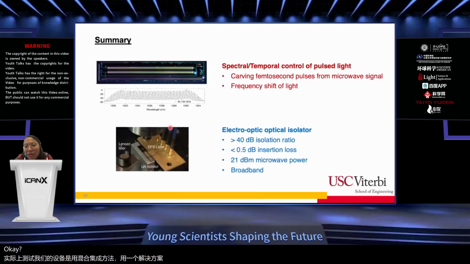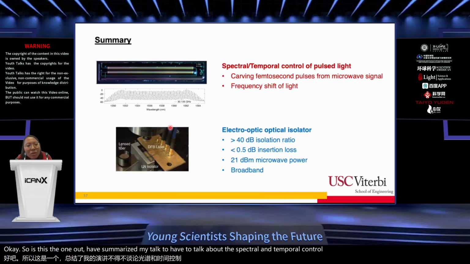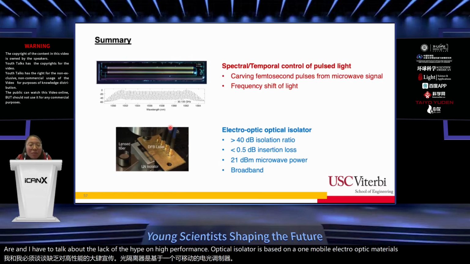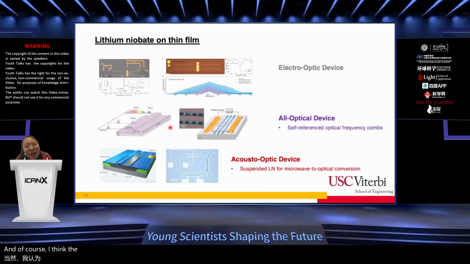Okay, so with this, I want to summarize my talk. I have talked about the spectral and temporal control of our optical signal using microwave signals. And I have talked about electro-optic high-performance optical isolators based on programmable electro-optic materials. And of course, I think lithium niobate is not just about electro-optic devices. There are many other exciting devices you can build.